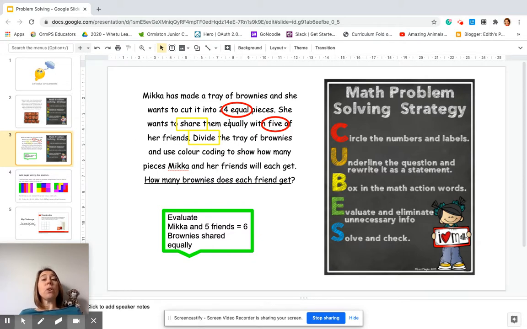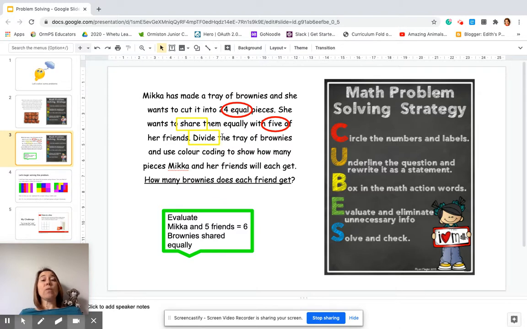So my problem-solving strategy says that I need to circle the numbers and the labels. So I circled in red 24 equal pieces. I circled in red that there were 5 friends. I'm going to underline the question. The question says, how many brownies does each friend get?